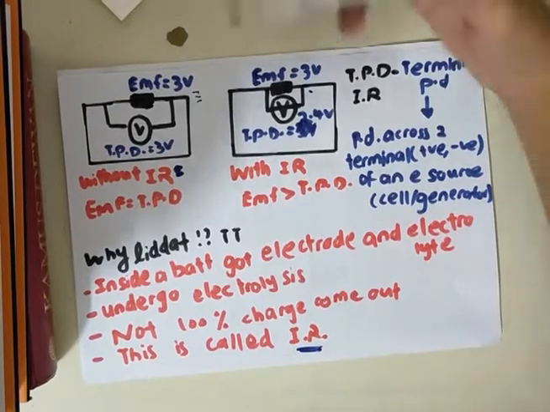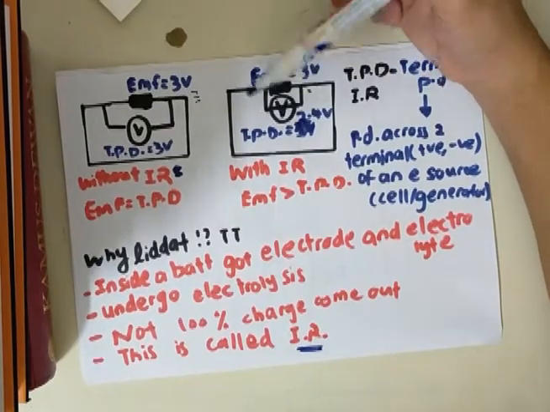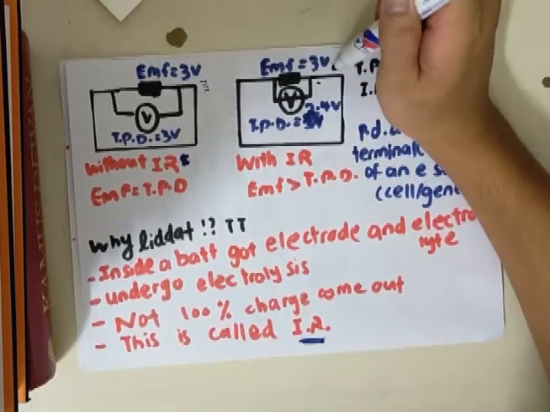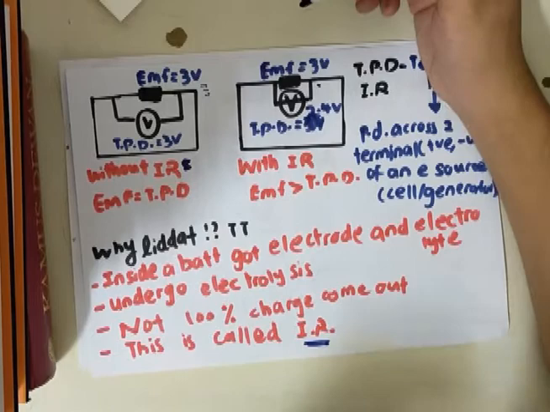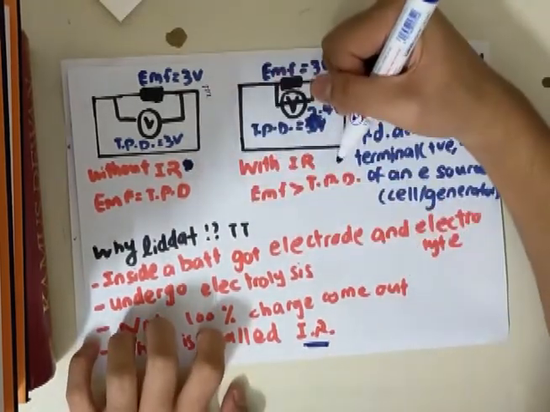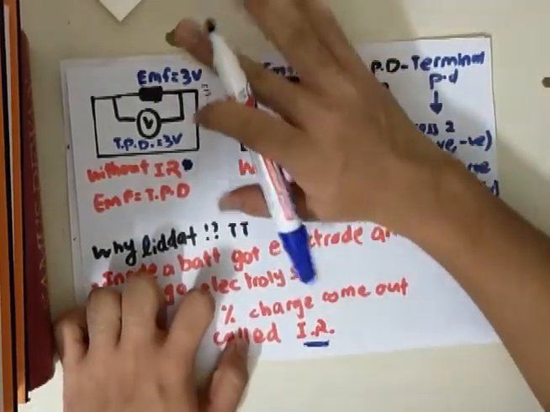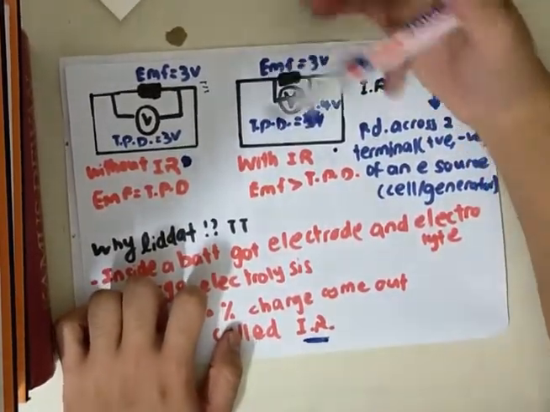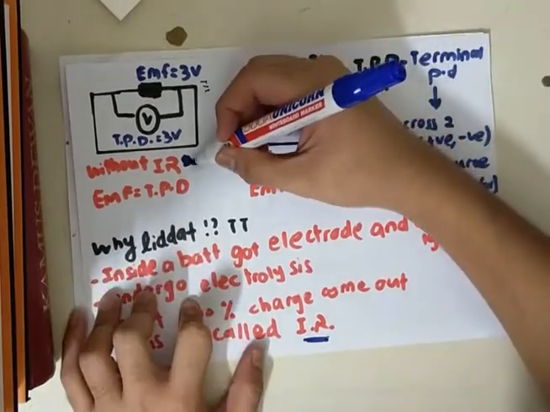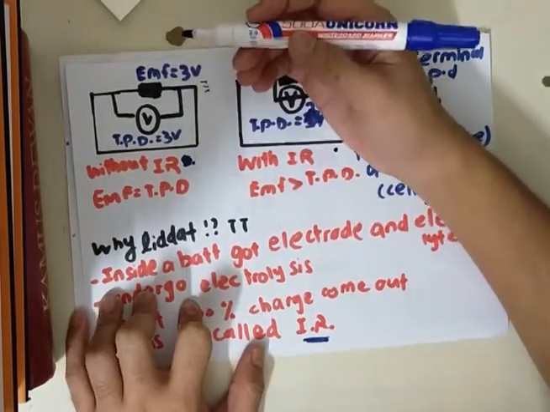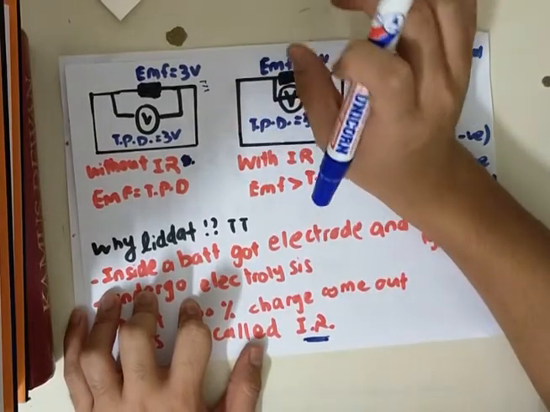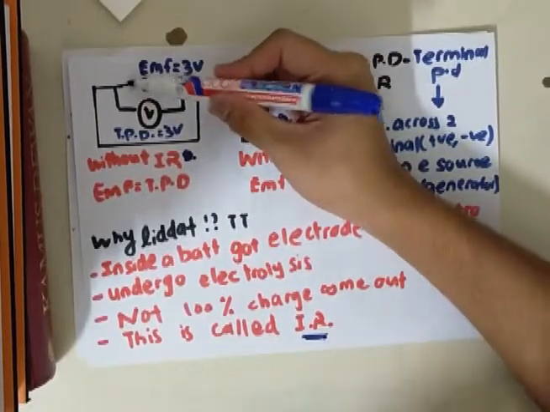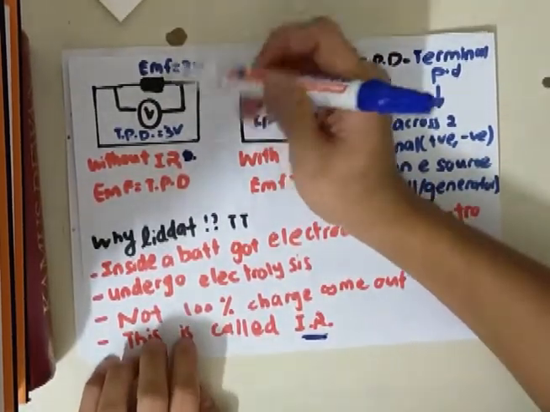Now we have two examples here. I've got two EMF with the same voltage. One is without internal resistance and one is with internal resistance, but this is just assuming that it has no internal resistance. I doubt that there will be anything that would have no internal resistance. Without internal resistance, the EMF produced by the battery itself would equal the terminal potential difference, which is the voltage across these two terminals.